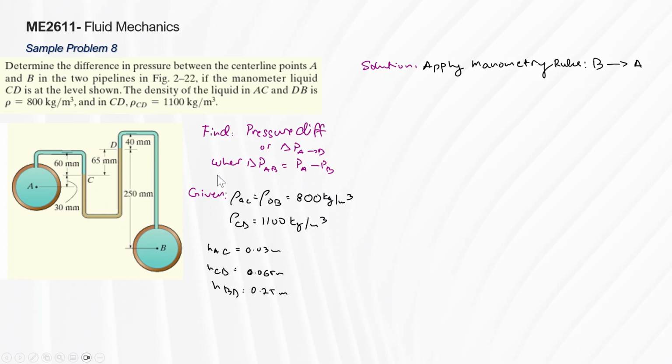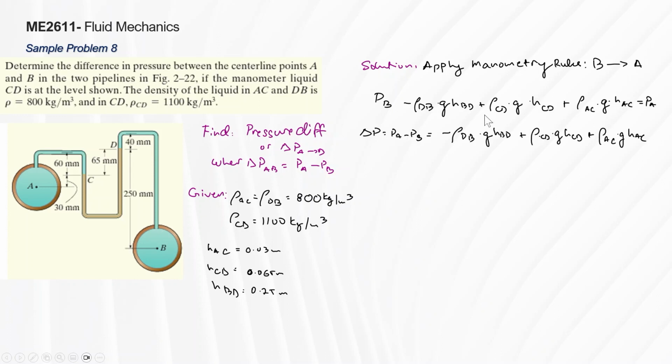So we go from B to A. Let's check lang natin. So for PB, so pangat tayo dito, that's minus density ng DB times G times HBD. And then bababa, so that's positive. So density ng CD times G times HCD. So okay, so far so good. And then we have pataas, pababa, and then pababa. So that's positive density AC times G times HAC equals to PA. Yeah. So we can replace ito.